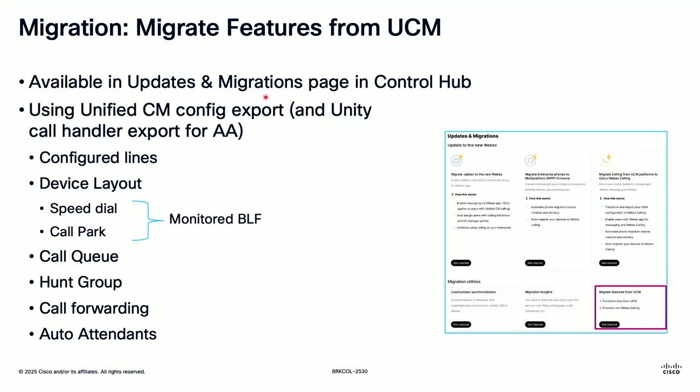What this does is, it's also based on the config export. And this even enables you to bulk migrate device layouts, speed dials, call parks. You can bulk provision, bulk migrate call queues, hunt groups, call forwarding settings, and even auto attendants. The auto attendant part is based on a Unity Connection call handler export. Because keep in mind, UCM never had auto attendants. You abused Unity Connection for it, right? Now we have a native functionality in WebEx Calling multi-tenant.